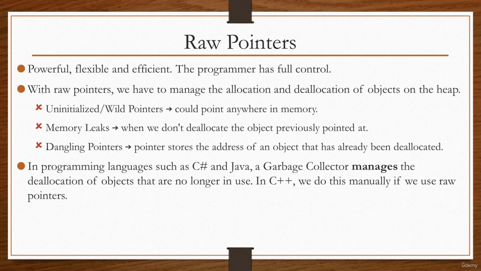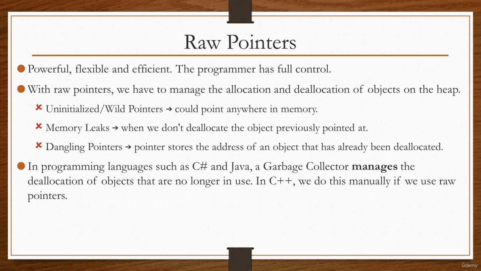We also have to deal with dangling pointers. A dangling pointer again is a pointer which stores the address of an object that has already been deallocated. Of course, you do not want to dereference an uninitialized or a dangling pointer. In programming languages such as C# and Java, something called a garbage collector manages the deallocation of objects that are no longer in use, or in other words that go out of scope. Now of course in C++ we as programmers have to do this manually, that is if we use raw pointers.